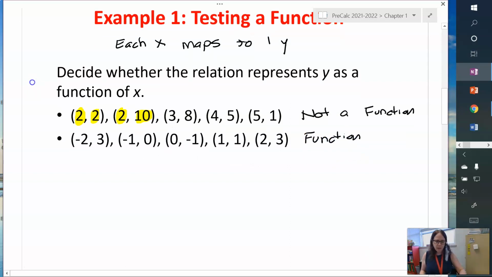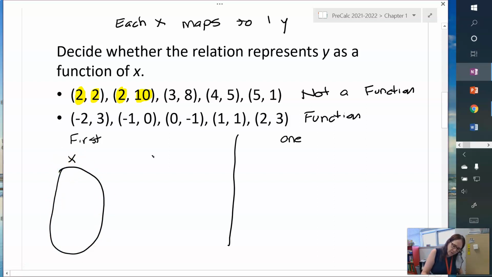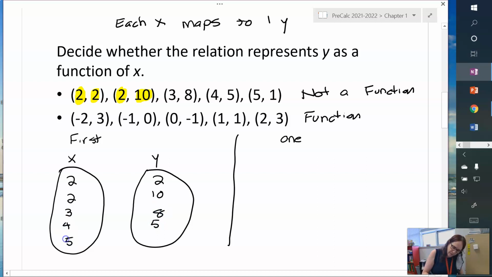Another way to look at it is to draw a diagram. So I'm going to do the diagrams for both of these. Right here, on this side, I'm going to do the first one. Then over here, I'll do the second one. Because if you think graphically, if you think in pictures, it might be easier to do it like this. So I'm going to put all the x's in one circle and all the y's in another. So (2, 2), (2, 10), (3, 8), (4, 5), (5, 1).